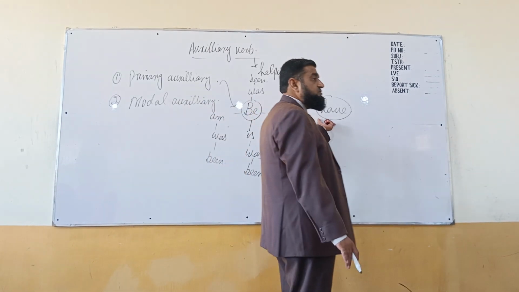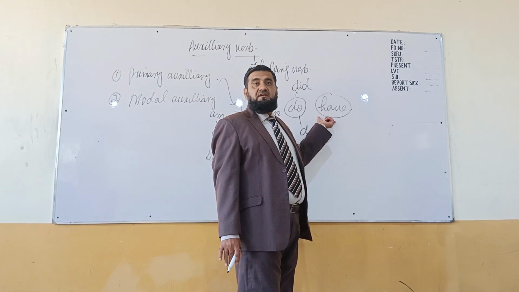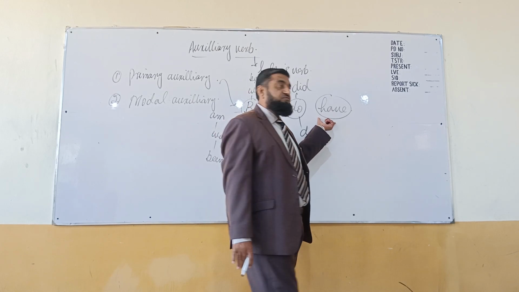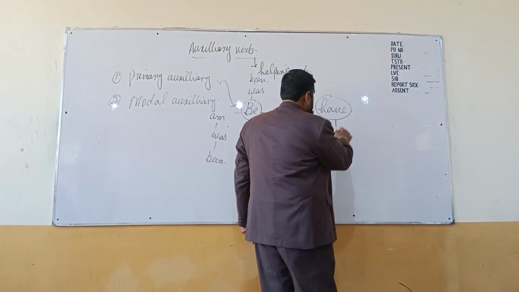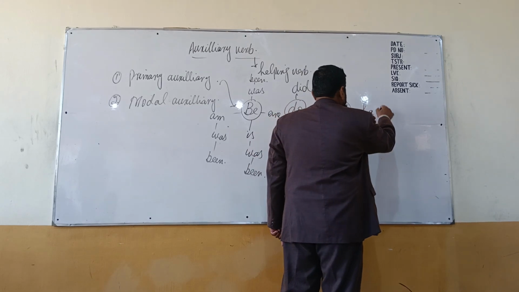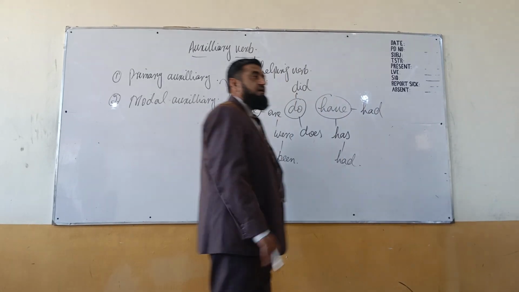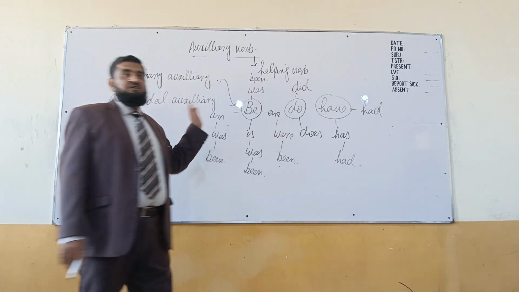And then we are coming towards have. You know, have is called a perfective auxiliary. One inflectional form of have is has, another is had. So these are the primary auxiliaries.